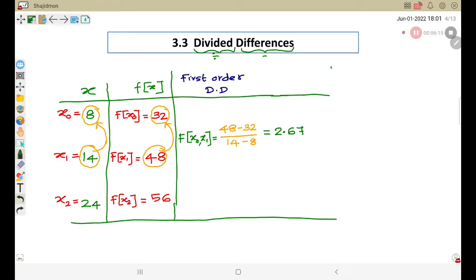I hope you understood the first order divided difference. The first two numbers, in the middle we are writing that number, the middle of the first two numbers, correct?